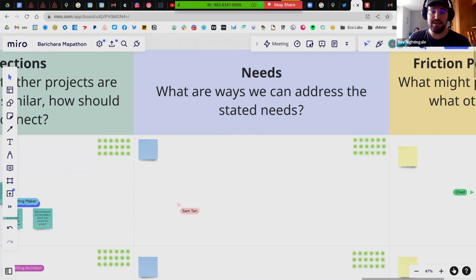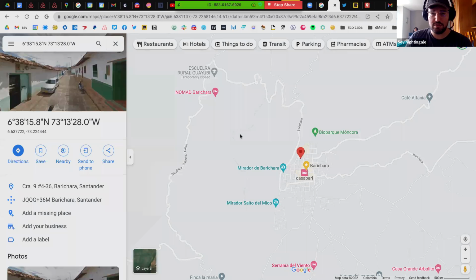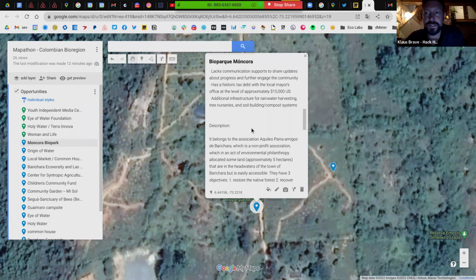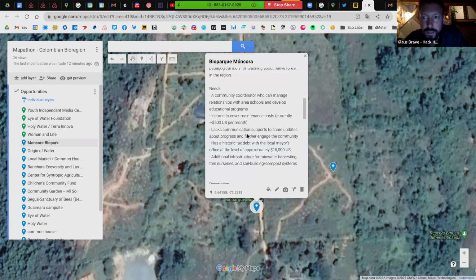Then there's the need of coming back to the map. I can read those needs out. I've got them here. Excellent. The community coordinator. Yeah, so there's a need for a community coordinator who can manage the relationships with area schools and develop education programs.